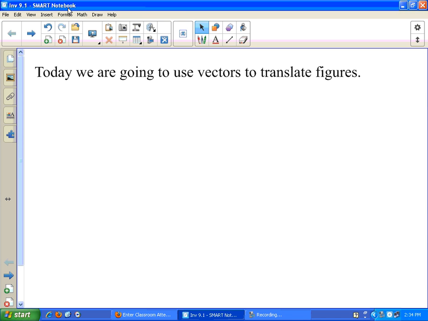We are starting chapter 9. Chapter 9 is on transformation, reflections, rotations, lines of symmetry, all that kind of fun stuff. Well, you might have learned about it. We're going to go into a little bit more in depth today. So starting off today, we're going to learn how to use vectors to translate figures.